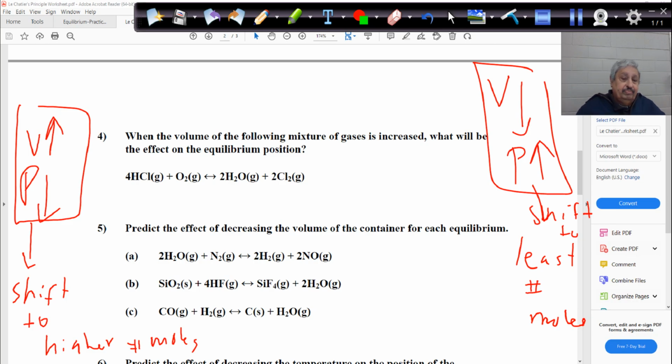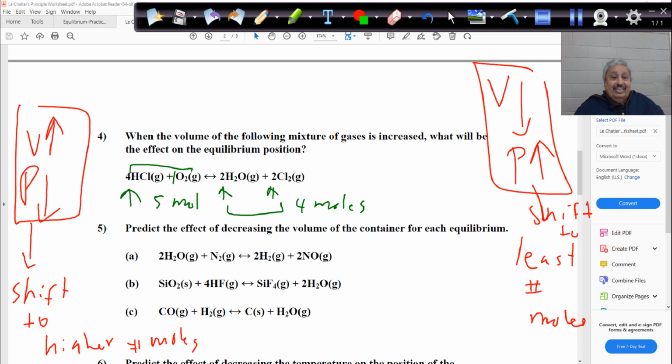Okay, guys, so now let's count with me here. I have 4 here. I have 1 understood, not written. How many do we have here? 5 moles. Here I have 2, how many here? 4 moles.